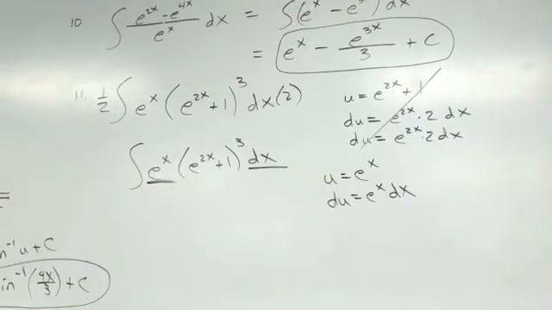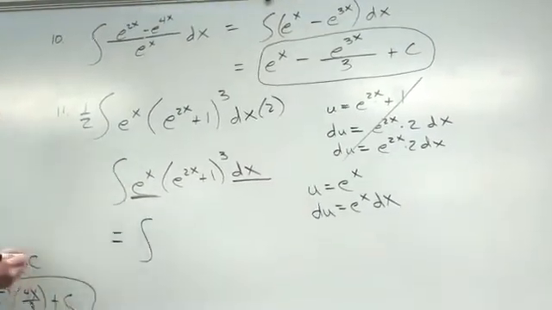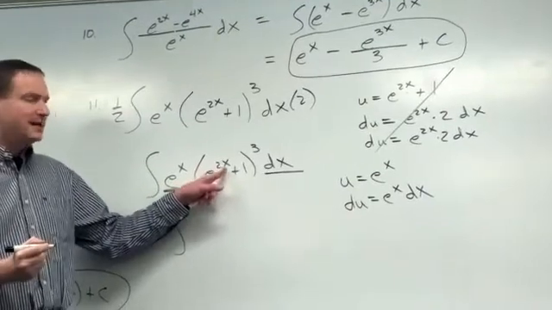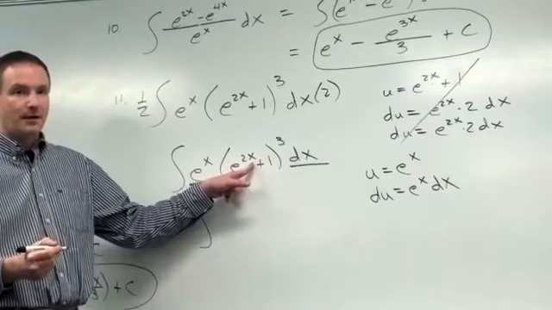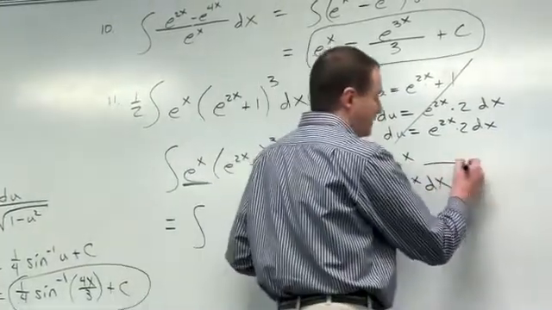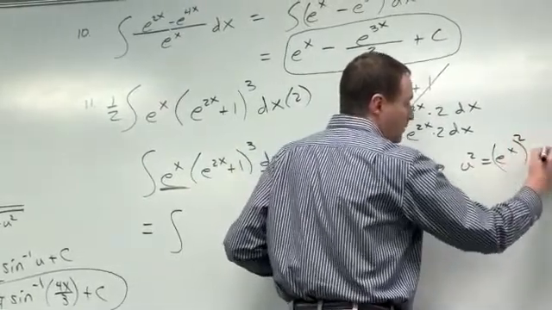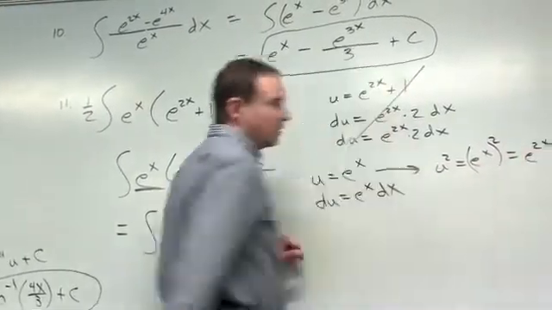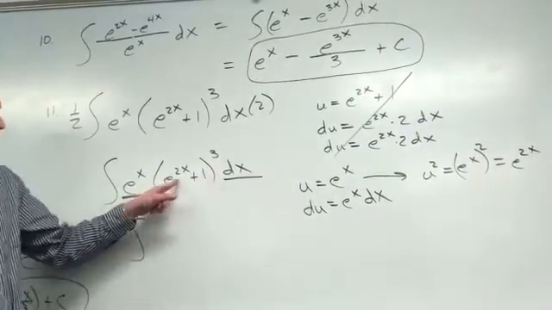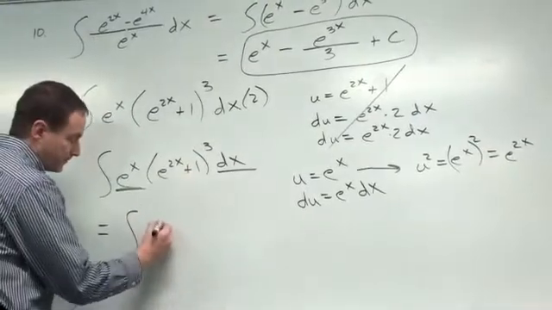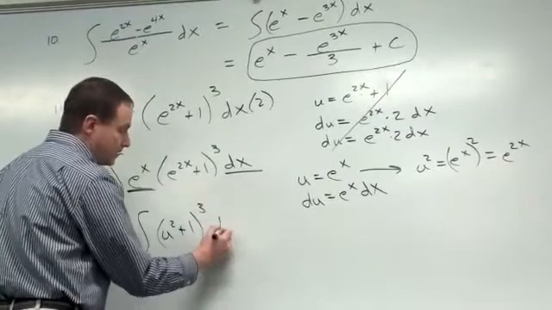So this is the integral. If u is e to the x, what do I replace e to the 2x with? Fantastic. So I could say, I know u squared is e to the x squared, which is e to the 2x. So u squared is e to the 2x. So I said this group becomes u squared plus 1 cubed. All of that's du. Can I integrate that?